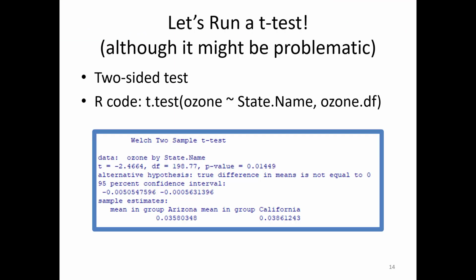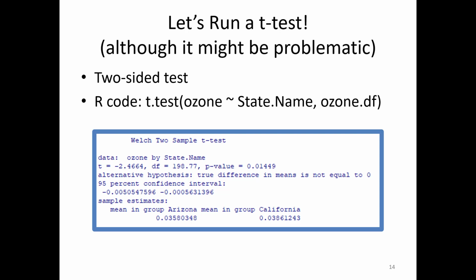So let's ignore the distributions at this point, what they look like, and go ahead and run the t-test. Let's run it. Although this might be problematic, right? We know that's problematic. We talked about that. But let's go ahead and run it and see what happens. So our code, t.test, ozone as a function of state.name. State.name is that grouping variable. It's either going to be California or Arizona. And then data equals ozone.df, that is our data frame. Ozone is the vector with the ozone data in it. Then we have state.name, and that's our grouping variable. And we get our results.